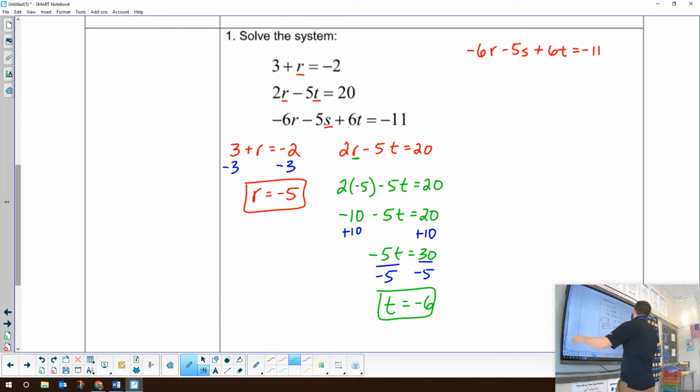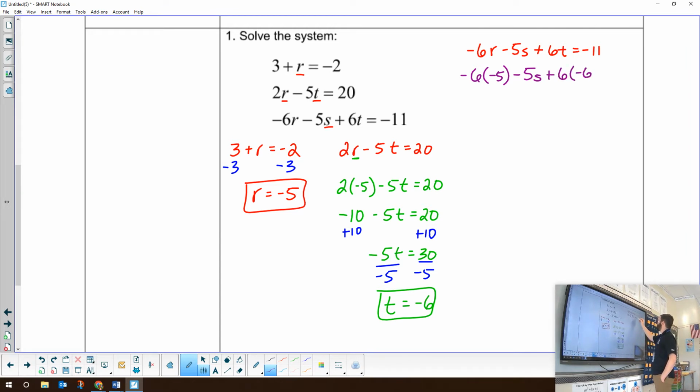So now I can take that r and that t, and we're going to plug both of those in up here. I'll plug the r in for r, so we'll have negative 6 times negative 5. Now that minus 5s is going to stay the same because we don't have what s is yet. That's what we're looking for. And then I'm going to take that t and plug it in for t over here. So we'll have 6 times negative 6 equals negative 11. Now we just need to simplify and combine like terms. Well, these two make 30. And then 6 times negative 6 is negative 36. Now we can combine like terms. 30 and negative 36 make negative 6.